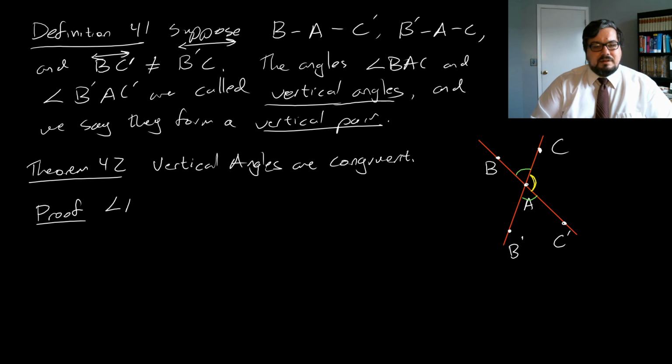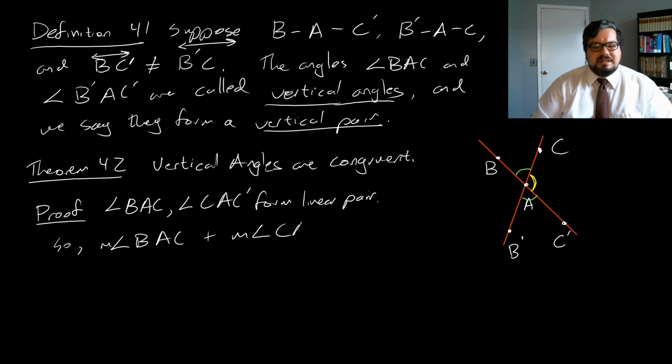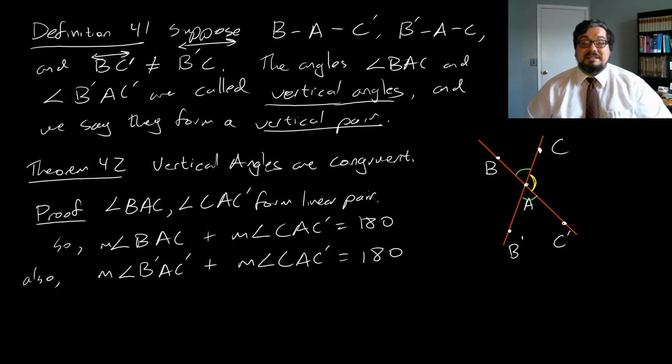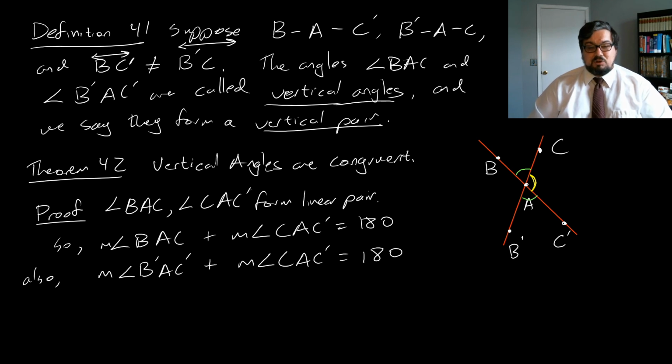So we have that angle BAC and angle CAC prime form a linear pair. So the measure of angle BAC plus the measure of angle CAC prime equals 180. Also, the same thing is true for angle B prime AC prime. That's also an angle which forms a linear pair with the angle CAC prime. So we get this relationship here.